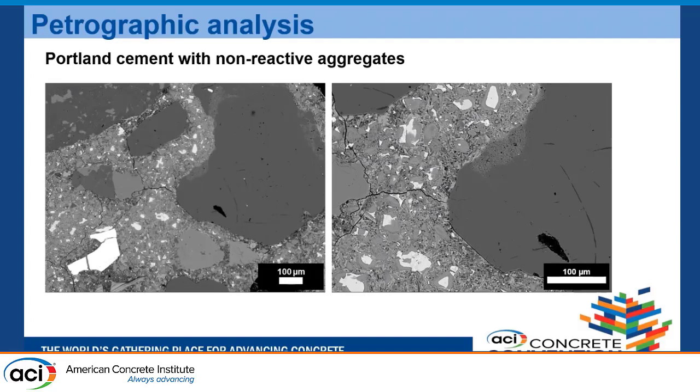in petrographic analysis is that I've used SEM, and the image here is for Portland cement with non-reactive aggregates. What you can see here is that the cracks in this image are mostly concentrated in the paste region, and it's not a typical ASR crack through the aggregate. So the cracks here can be a result of desiccation from the specimen preparation process and not something related to ASR.